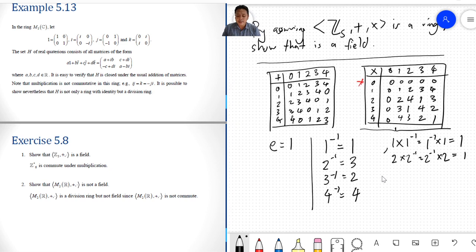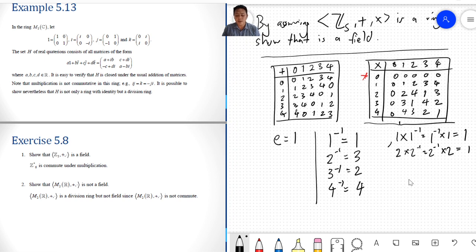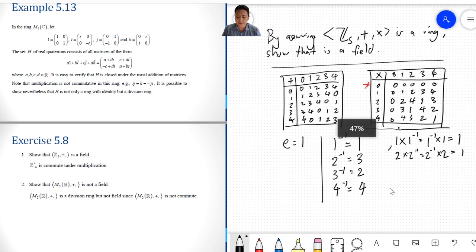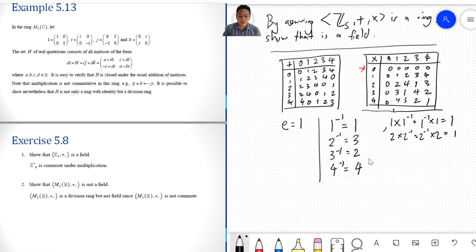Right now it's a division ring because it has unity, and you must show that it has units for every non-zero element. Right now, is it a commutative division ring? For a commutative division ring, you must look at the multiplication part. Therefore, for the multiplication part, is it commutative?